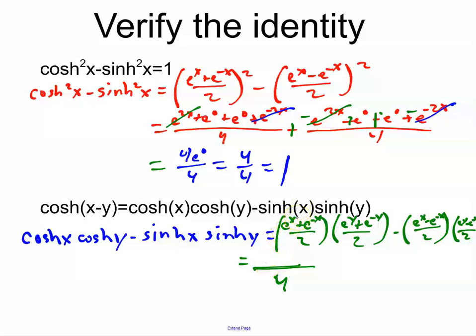And I'm going to get e to the x times e to the y, which is going to give me e to the, we have to add the exponents, so I write that as x plus y. e to the x times e to the negative y, add those, I've got x plus negative y, which is the same thing as x minus y.